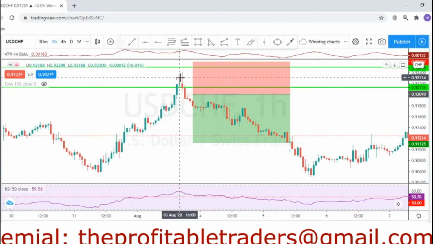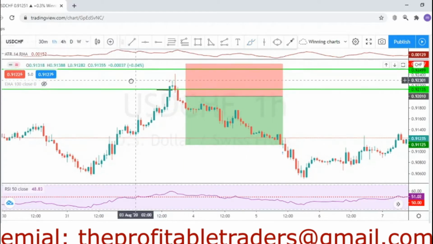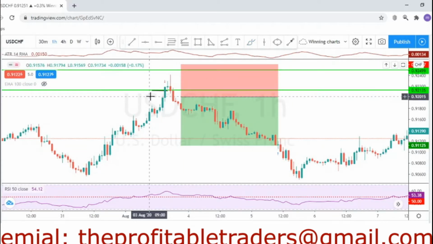After I saw this shooting star and another shooting star with a bigger rejection to the upside, then I took this trade, and this trade should have been exactly here. I should have taken this trade at the close of this shooting star candle, but I was late to enter the market and I entered here.